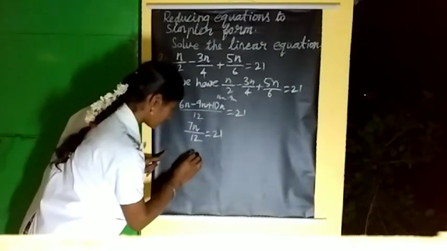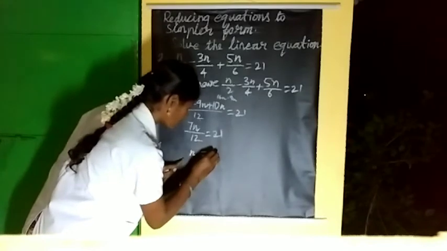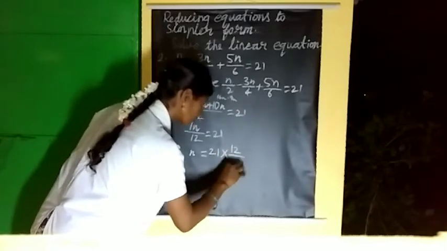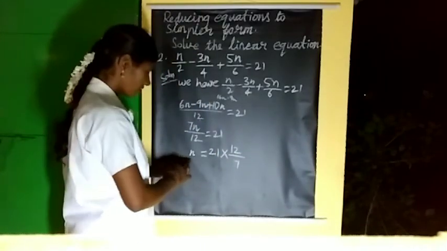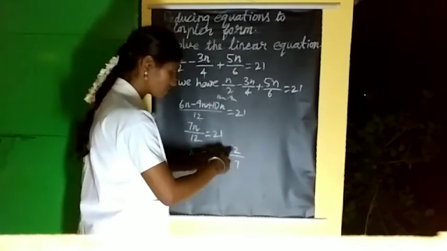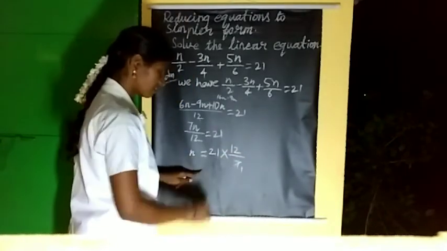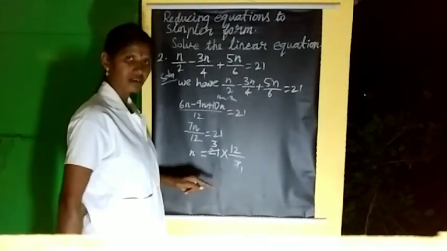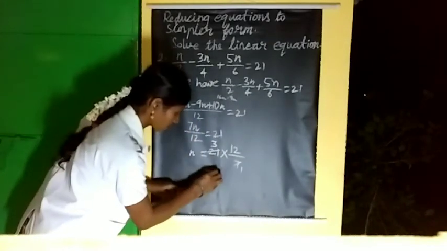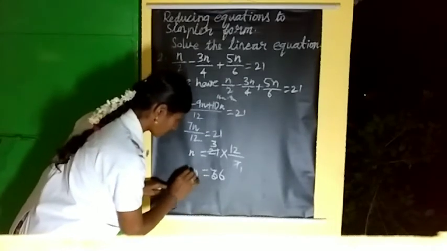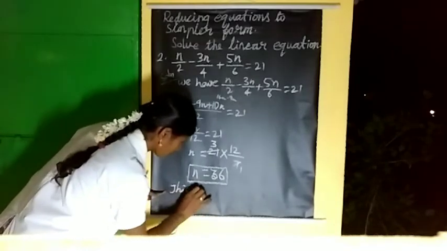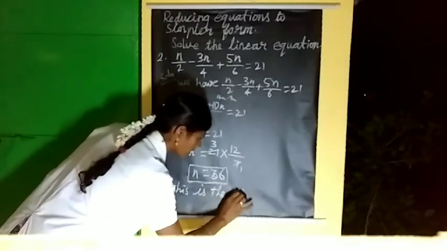So now here the answer: n is equal to 21 into 12 by 7. Now here n is on one side, opposite side 21 into 12 by 7. Now simplify this. 1 7 is 7, 3 7s are 21. Now 3 into 12. 3 12s are 36. Now we got the answer n is equal to 36. This is the required solution.